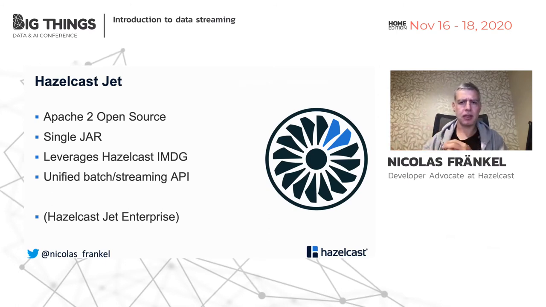So let me have a few slides about Hazelcast Jet, because I need to go into the details. It's an Apache 2 open source license project. It can be used as a single jar if you're a Java developer. It's very easy to use. I will say just a few words afterwards. We are leveraging the IMDG to distribute and to form a cluster. The good thing about Hazelcast Jet is that it has a unified API for both streaming and batching. So if you are more used to batches and you want to go to the streaming world, you can leverage the batch API first, and with a single line, you can cross the chasm and go to the streaming world. Of course, we've got an enterprise offering, but everything that I will show you right now is completely open source and free.